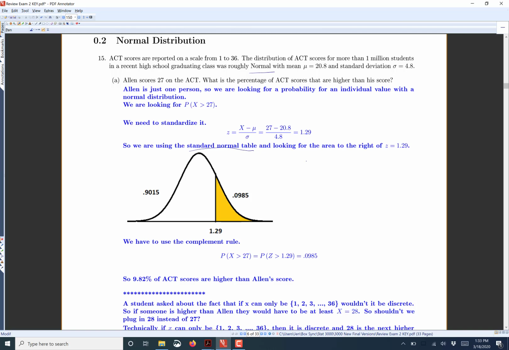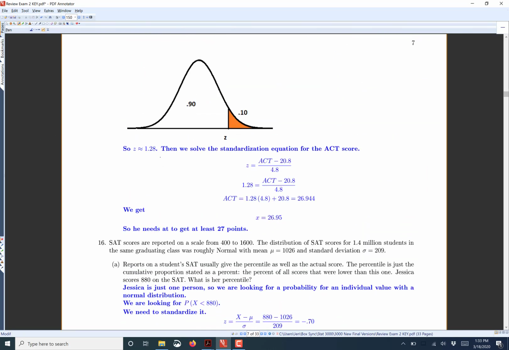So I looked at it and I found an area of 0.9015, but that's to the left. And we don't want left, we want right. So I'll do 1 minus 0.9015, and that gives me 0.0985. That's the area to the right, which is what we wanted. You'll notice on my picture I said, oh, the area to the left is 0.9015, but I wanted the area to the right. Our table always gives us areas to the left for the z-table.